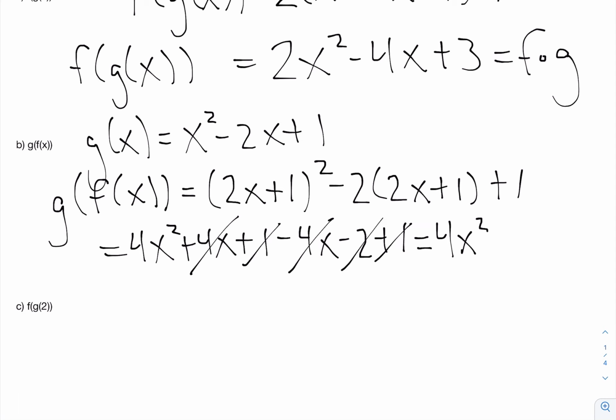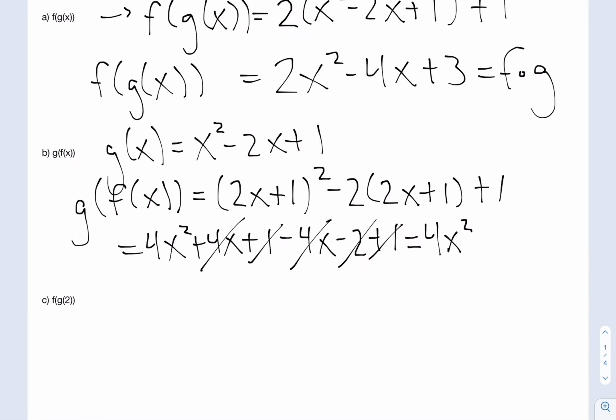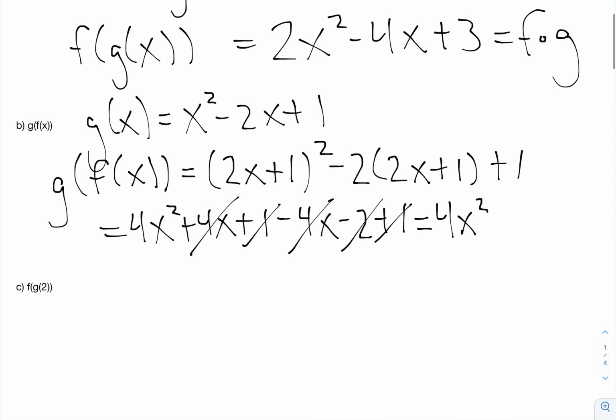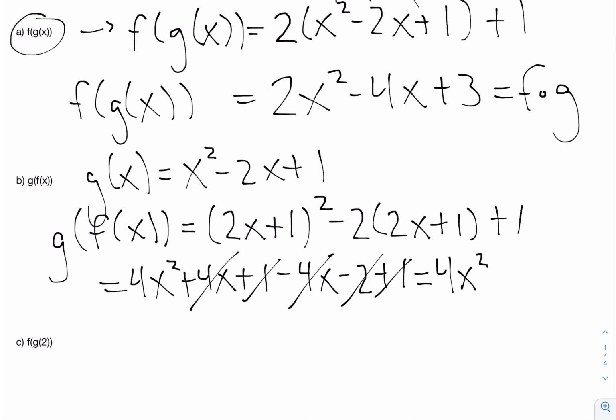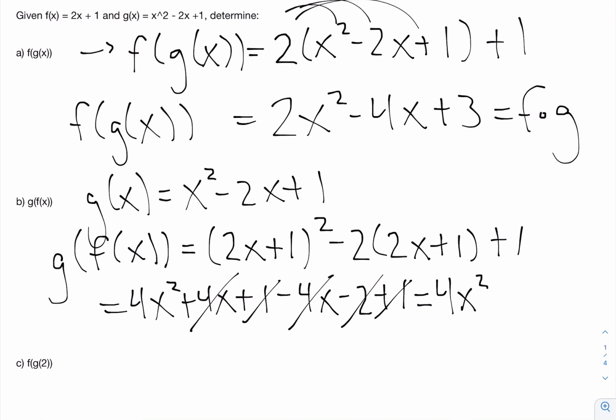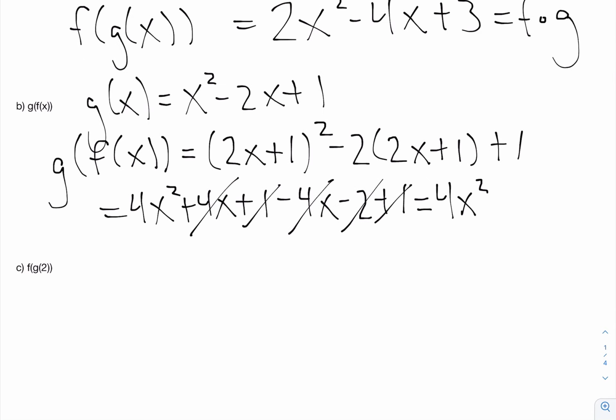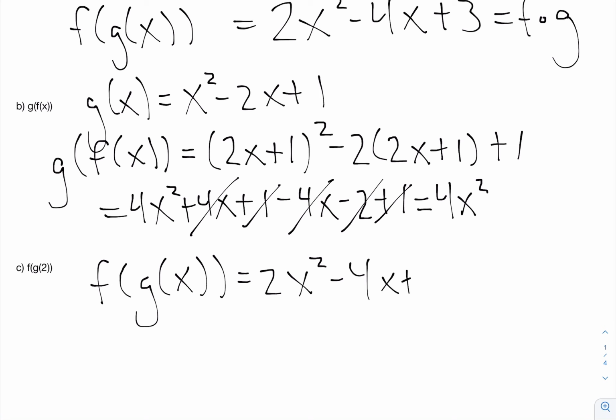We just get 4x squared, so that actually worked out. Now, this notation here, f of g of 2, notice how this is kind of like f of g of x, except the 2 is replacing the x. So to evaluate the function f of g of x when x equals 2, all we do is take f of g of x in terms of x, and replace x with 2. So I'm going to write f of g of x here. Right, in part A, we determined that to be 2x squared minus 4x plus 3.